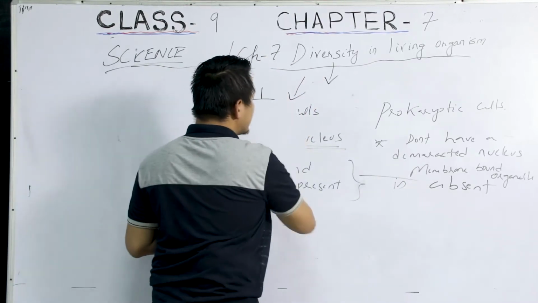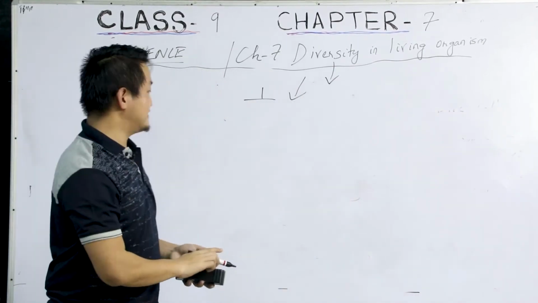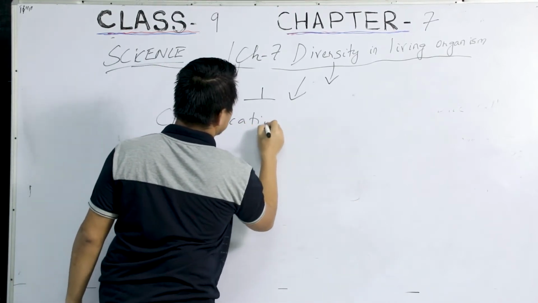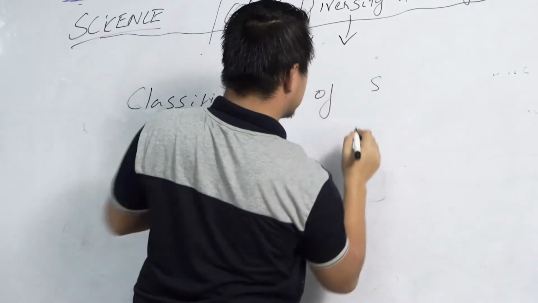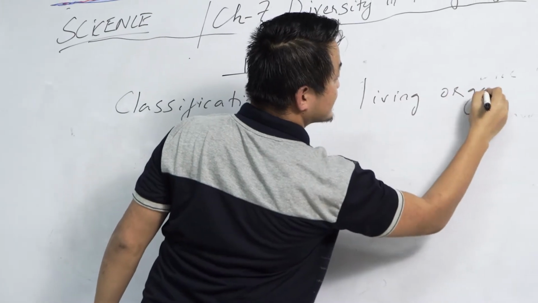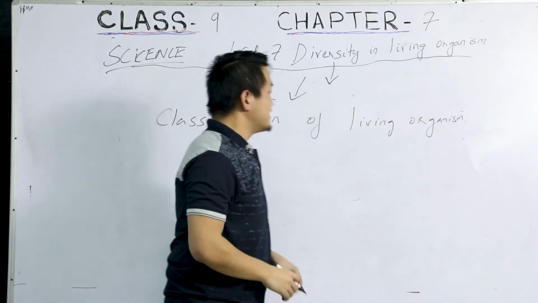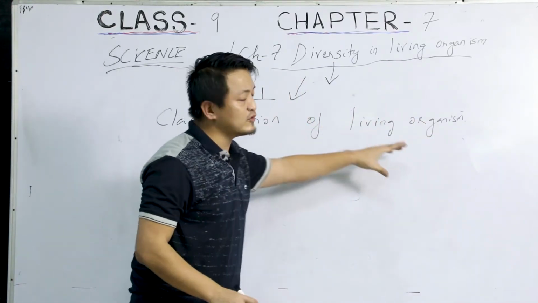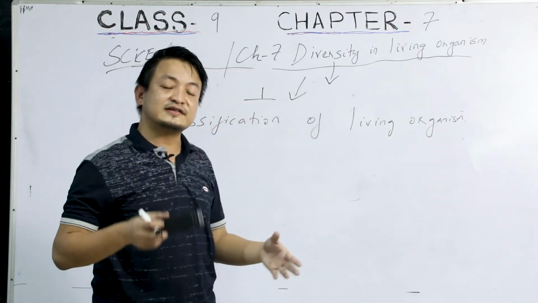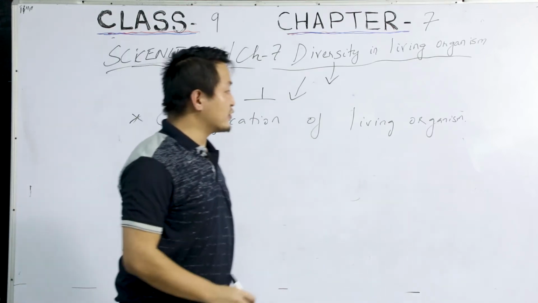Now, what is the classification of living organisms? Classification of living organisms. So in simple words, it is differentiating these living organisms into groups and subgroups based on the differences and the similarities. Clear? So that is classification of living organisms.